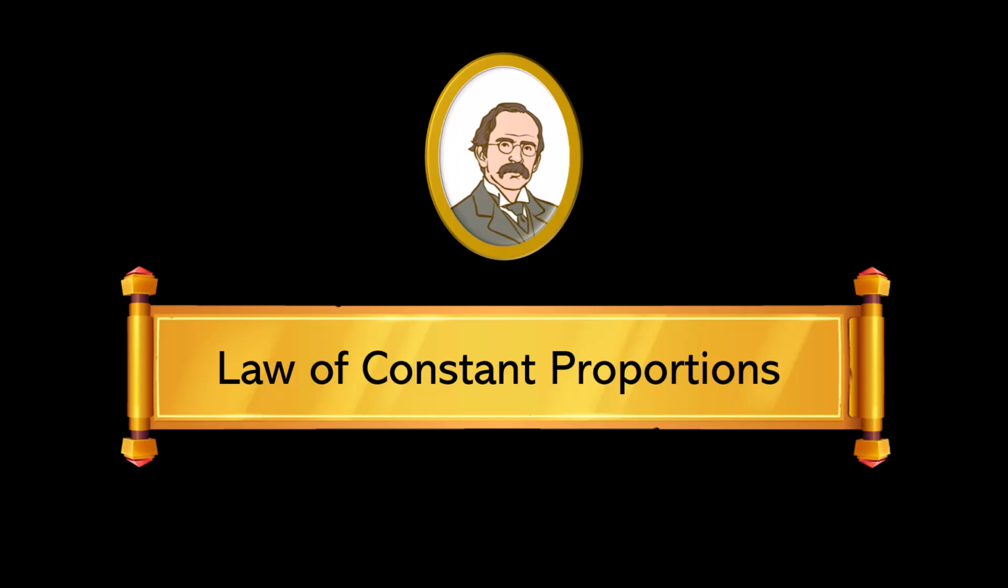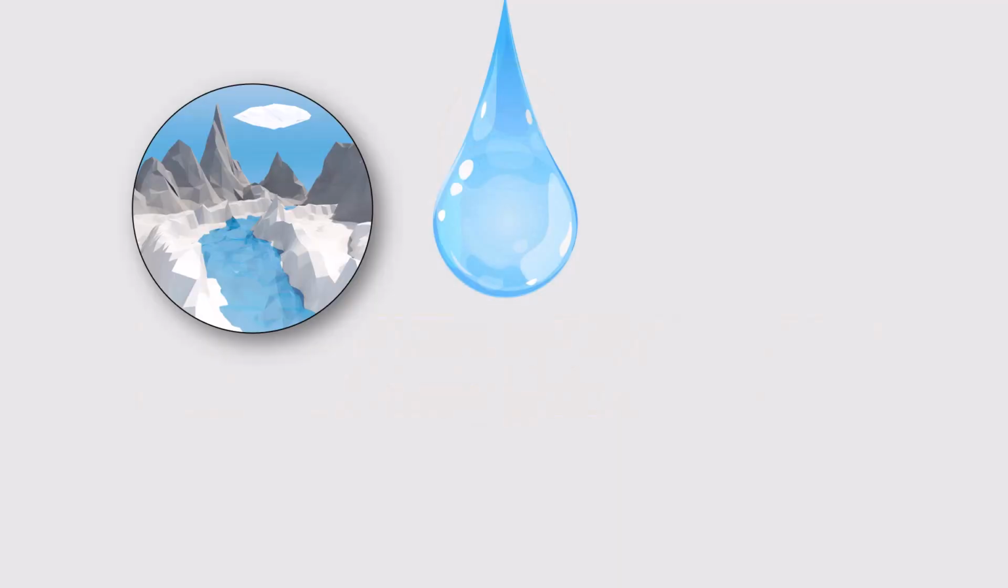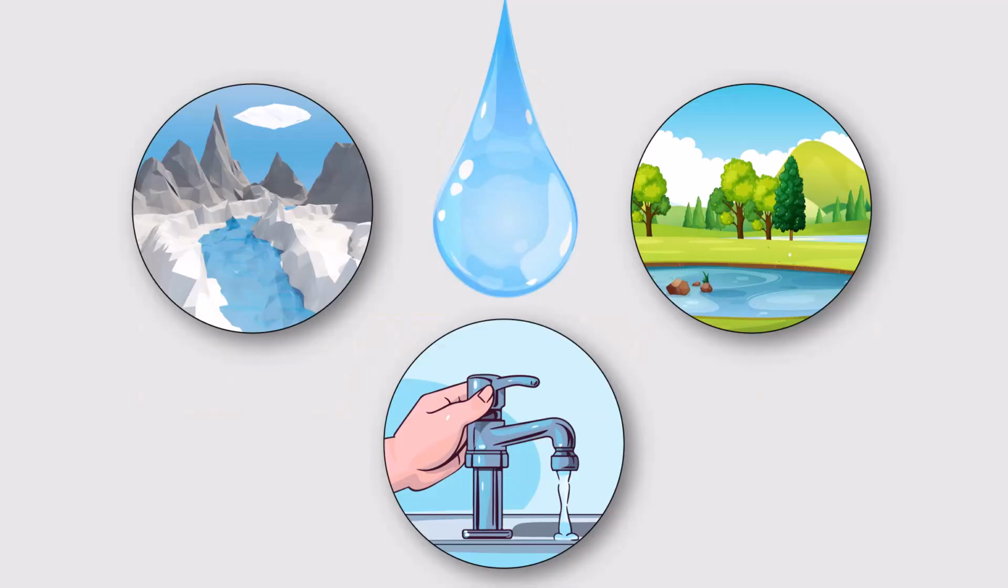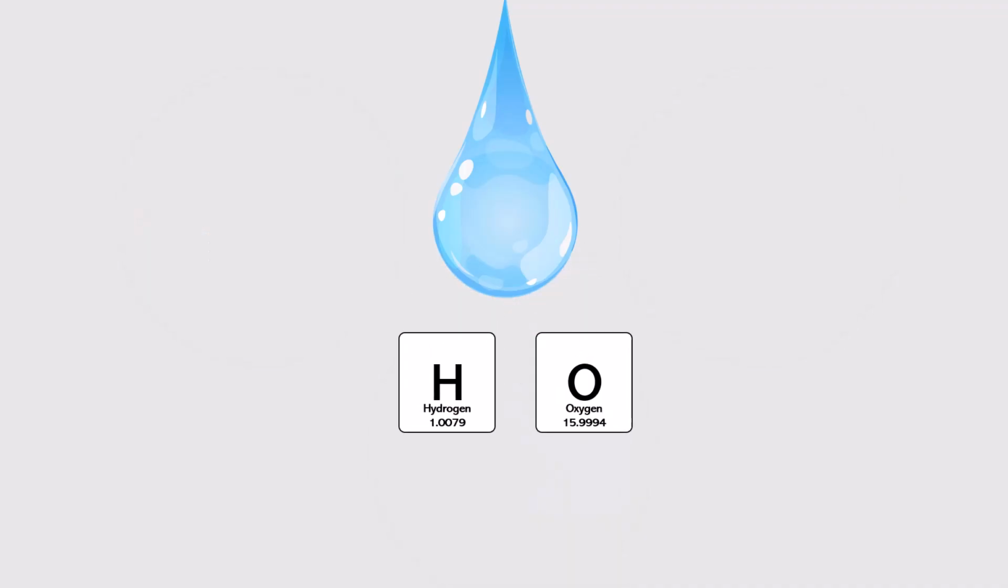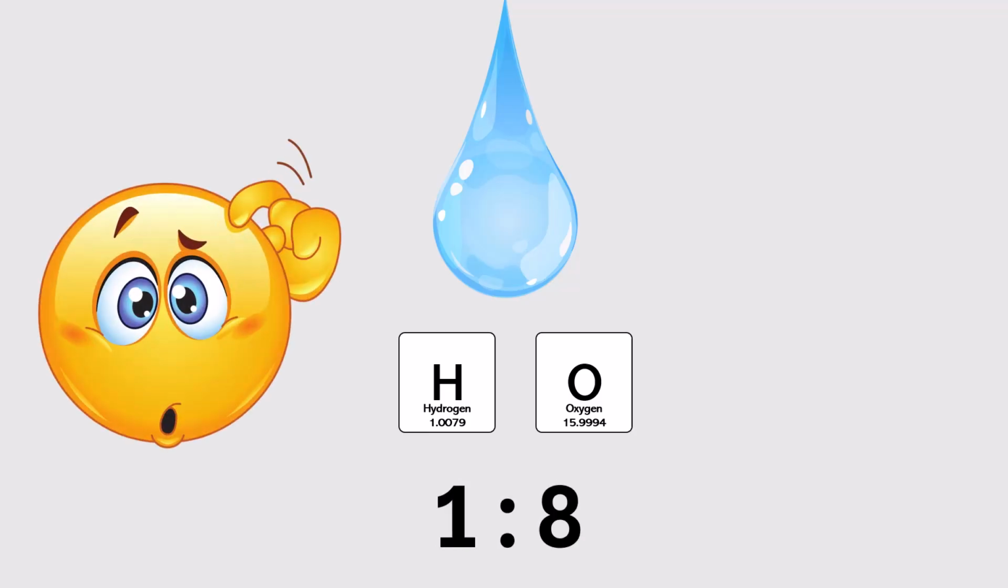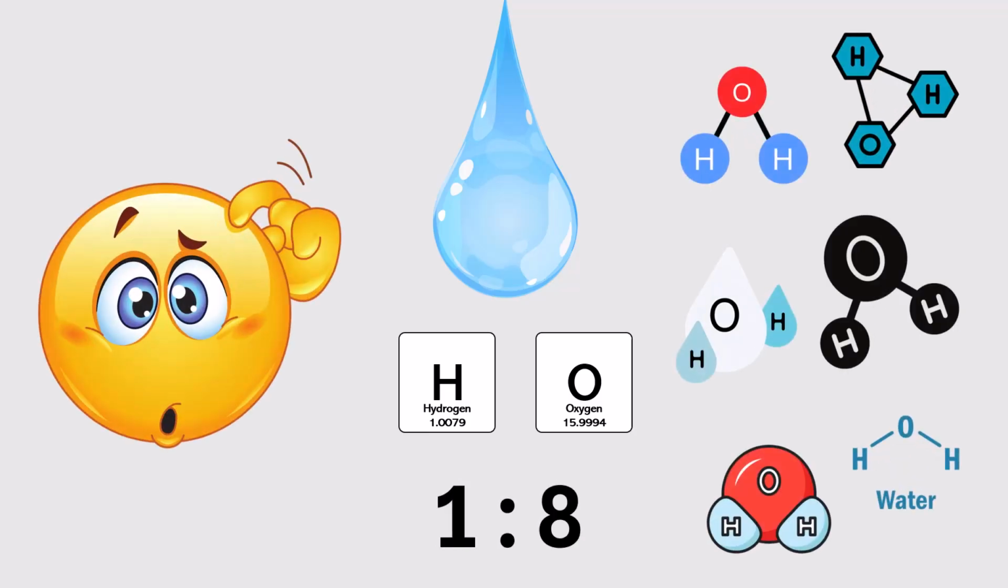Now let's talk about Joseph Proust and his law of constant proportions. He discovered that no matter where you get your water, from a glacier, a pond, or even your kitchen tap, it's always made up of hydrogen and oxygen in the same mass ratio of 1 is to 8. 1 is to 8? What? I thought water had a 2 is to 1 ratio of hydrogen to oxygen. So where's all this 1 is to 8 business coming from?